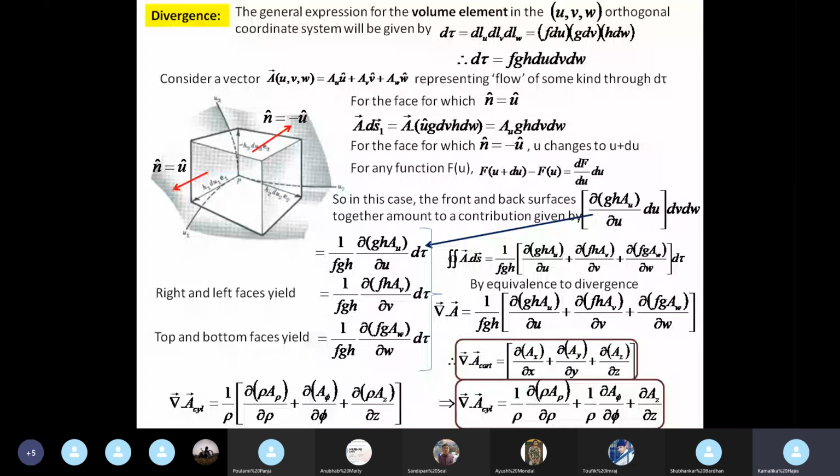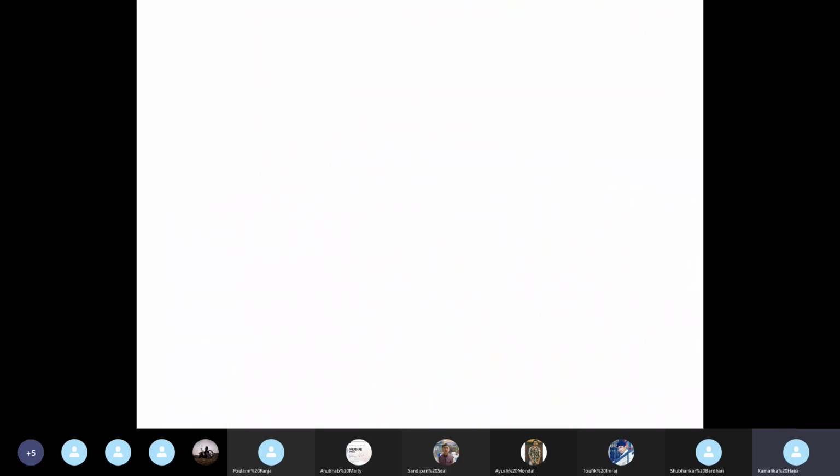What will you do? It will be a long problem, at least 5 to 6 marks. You use the transformation equation to find the components in the cylindrical system, write down the expression of A in the cylindrical system from the Cartesian system, then use this formula to find the divergence in the cylindrical system. And finally we have the curl.